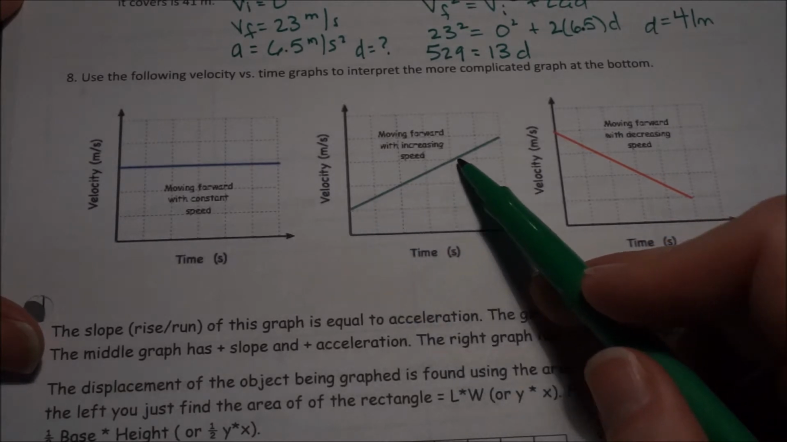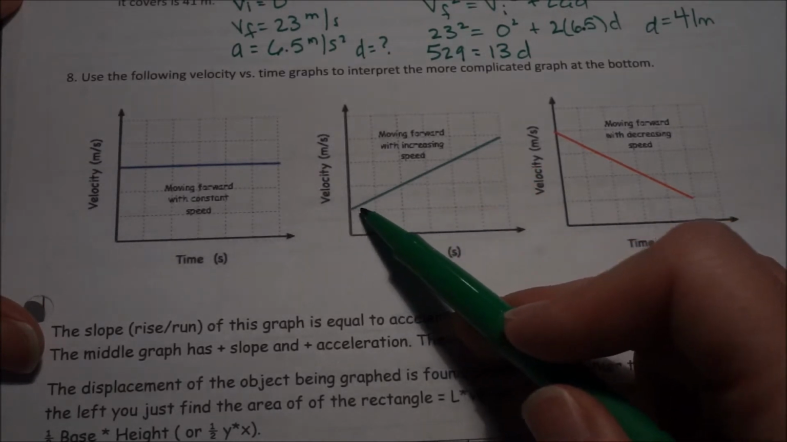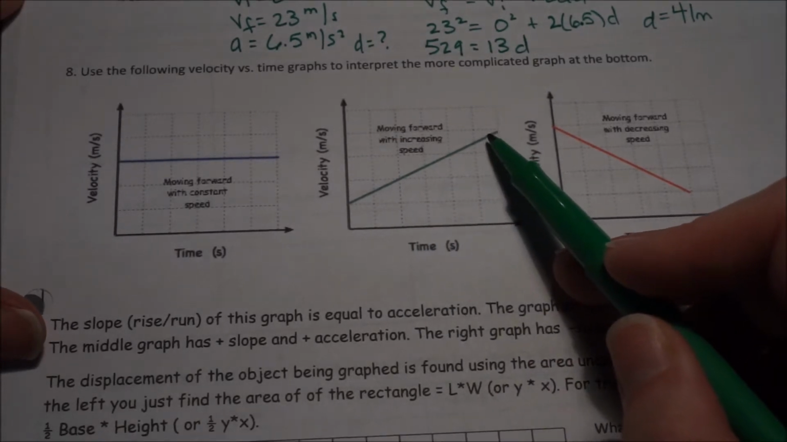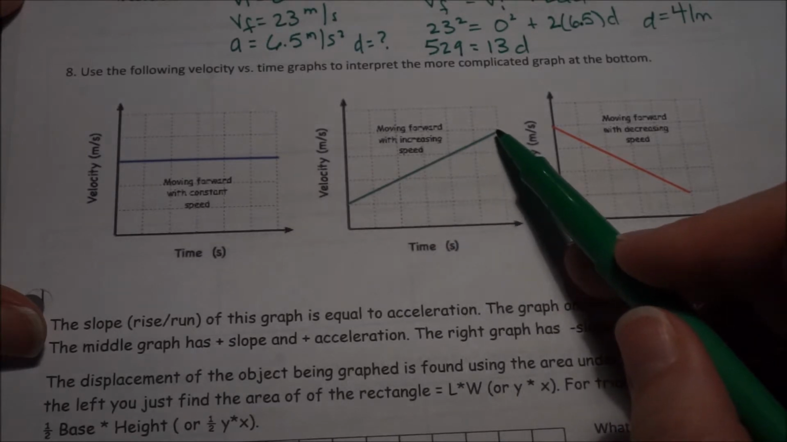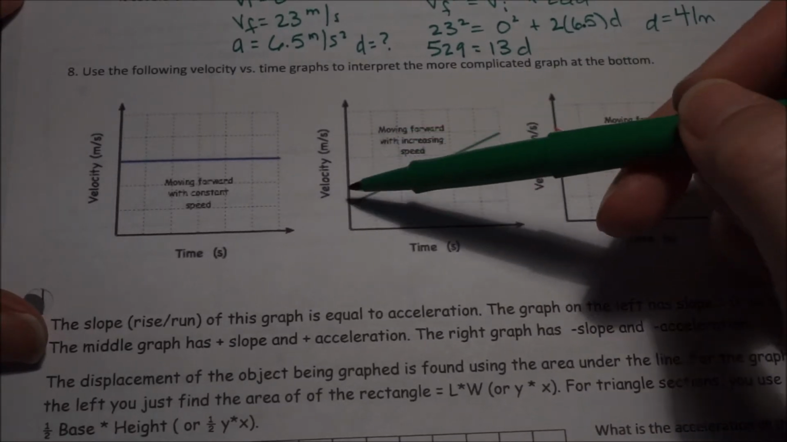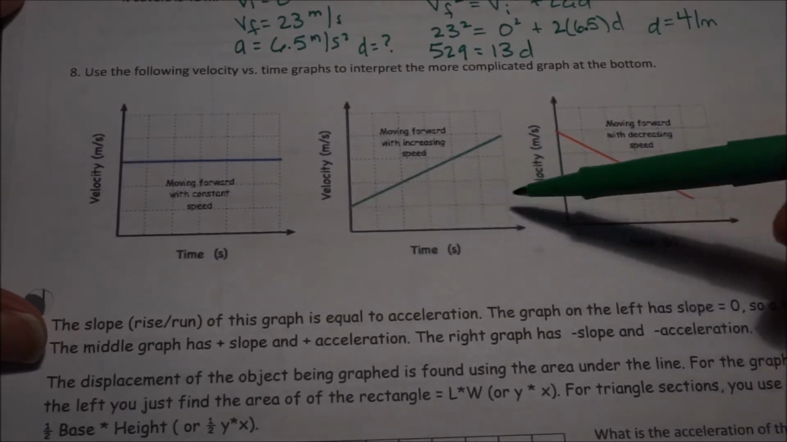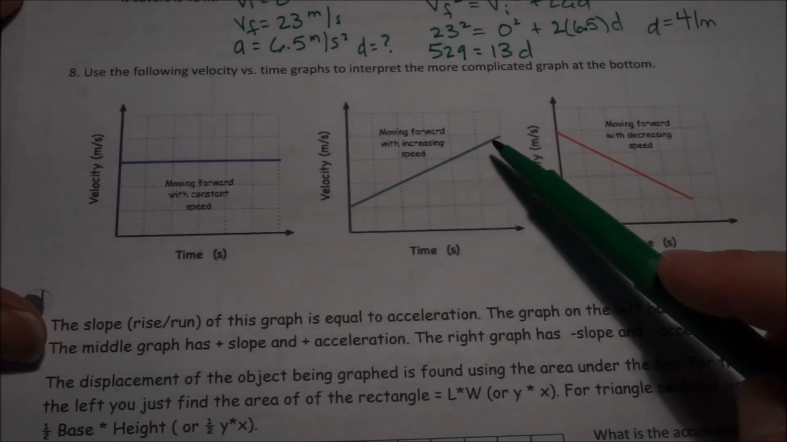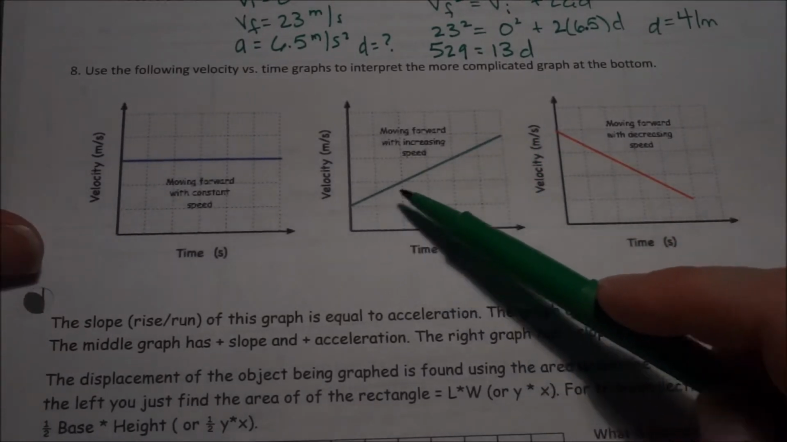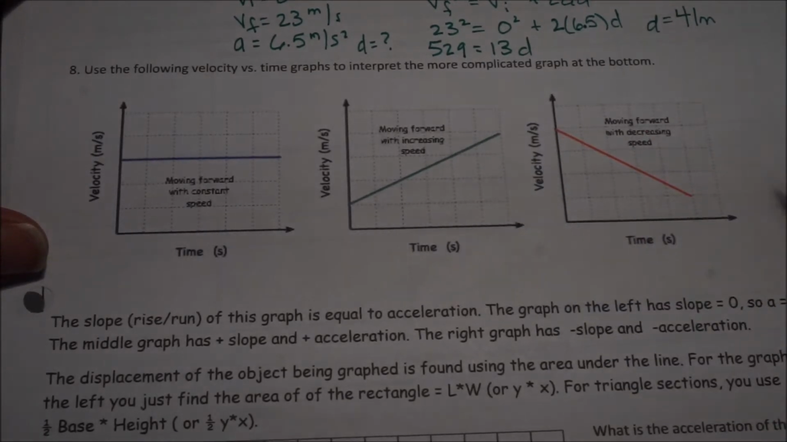Now if we see a line with a positive slope, we're going to be able to tell what the acceleration of the object is. In a velocity time graph, the slope of the line is the change in velocity over the change in time. And that's the definition of acceleration. So this positive slope would show us that this object has a positive acceleration. It's moving forward with increasing speed.